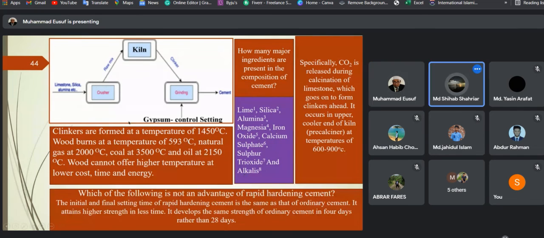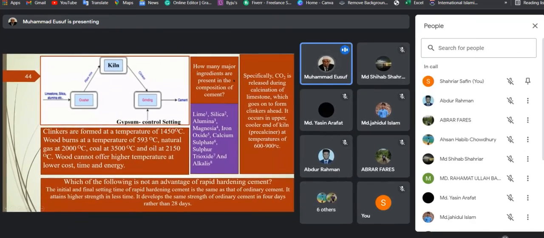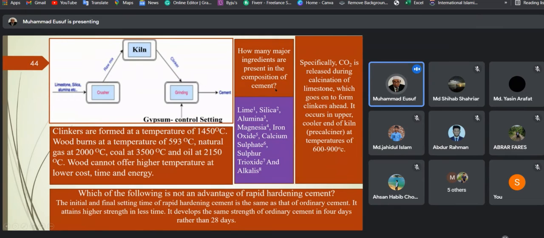Okay. Inshallah, sir. Gypsum controls settings. This is a question: how many major ingredients are present in the composition of cement? Answer is here. Remember the 8 ingredients: lime, silica, alumina, magnesia, iron oxide, calcium sulfate, sulfur trioxide, and alkalis.